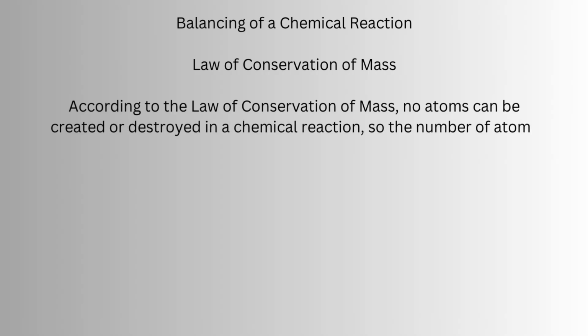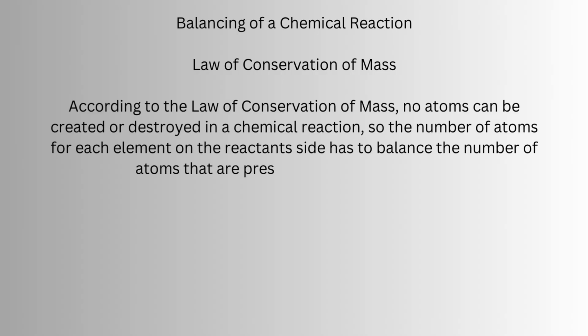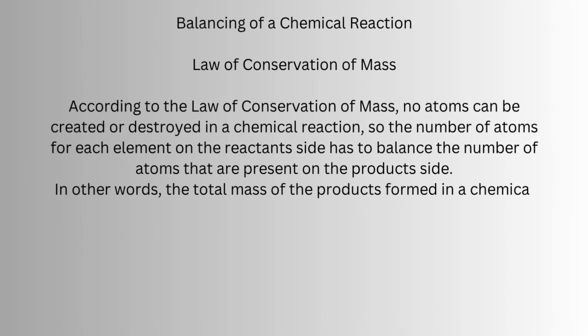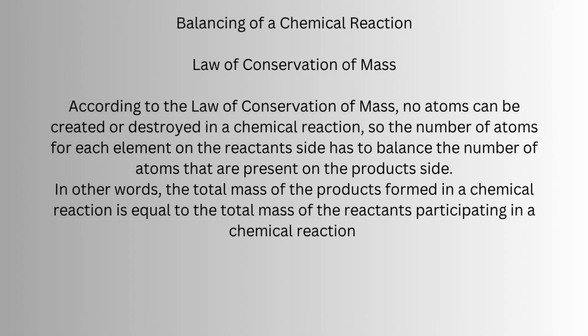In other words, the total mass of the products formed in a chemical reaction is equal to the total mass of the reactants participating in a chemical reaction. Balanced chemical equation. The chemical equation in which the number of atoms of each element on the reactant side is equal to that of the product side is called a balanced chemical equation.